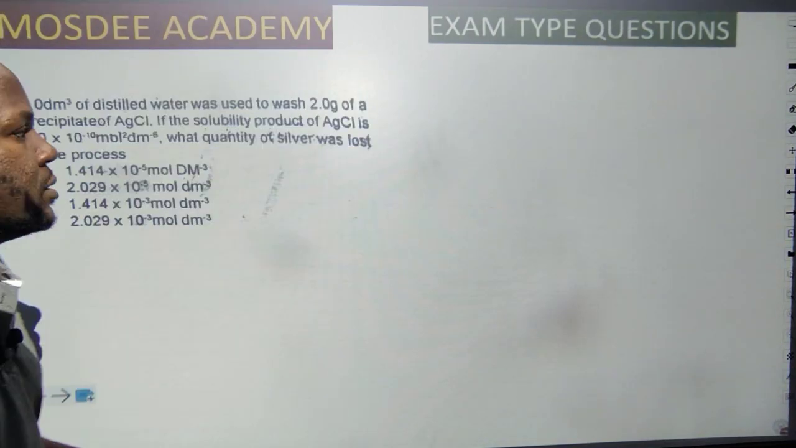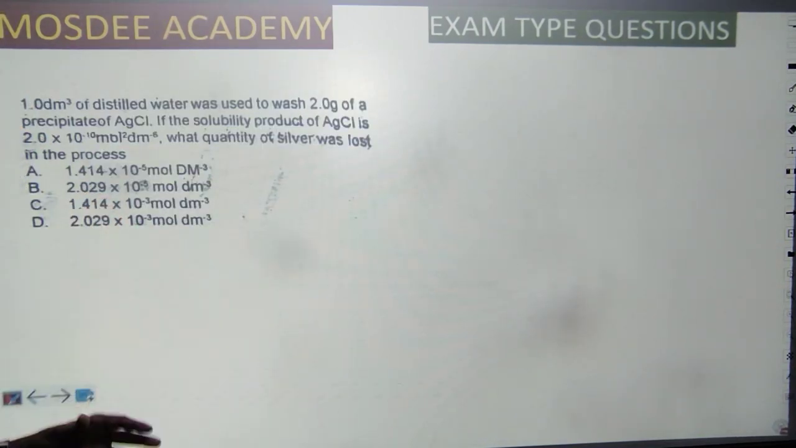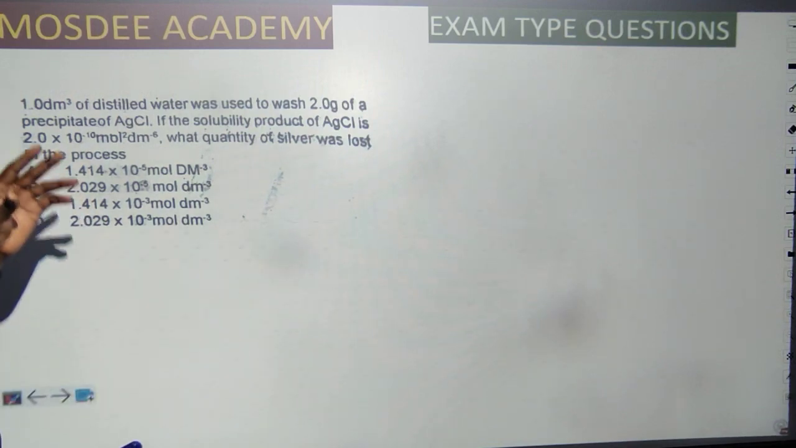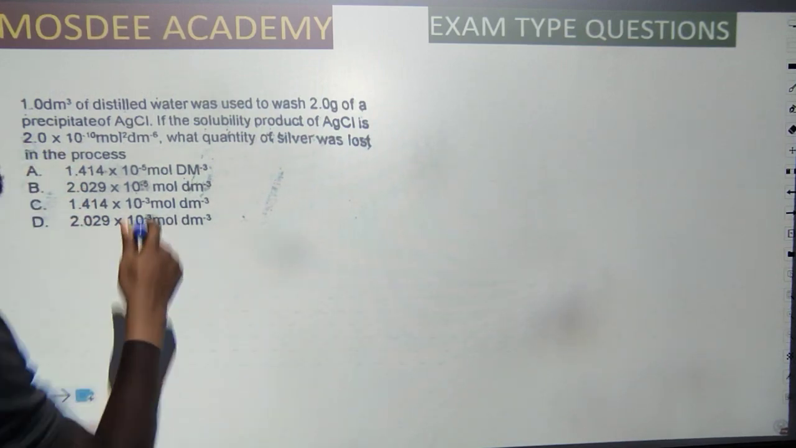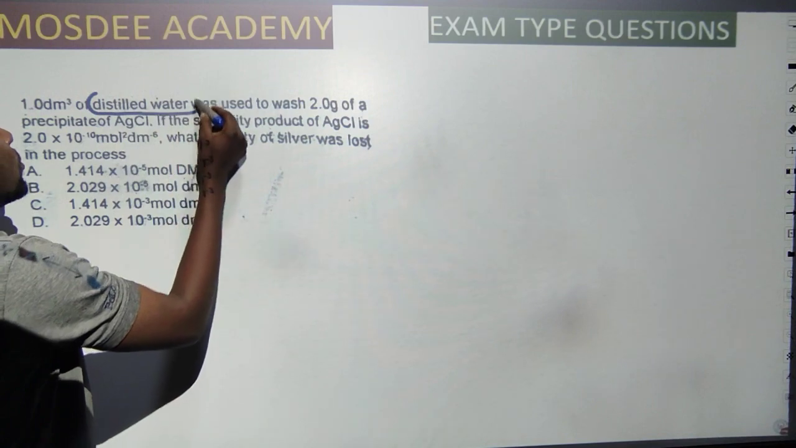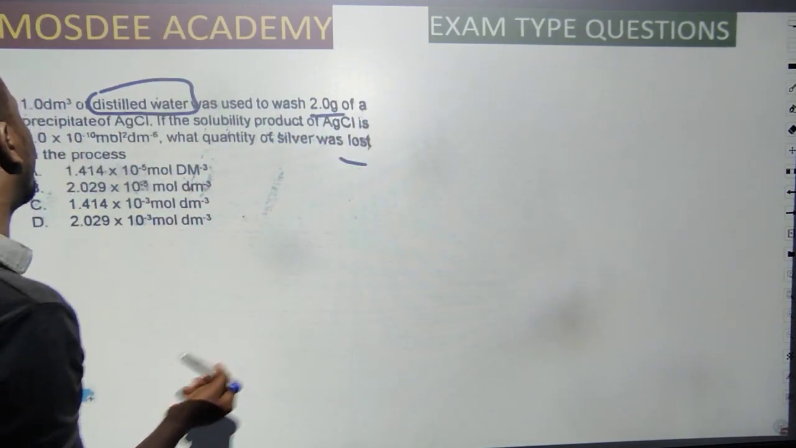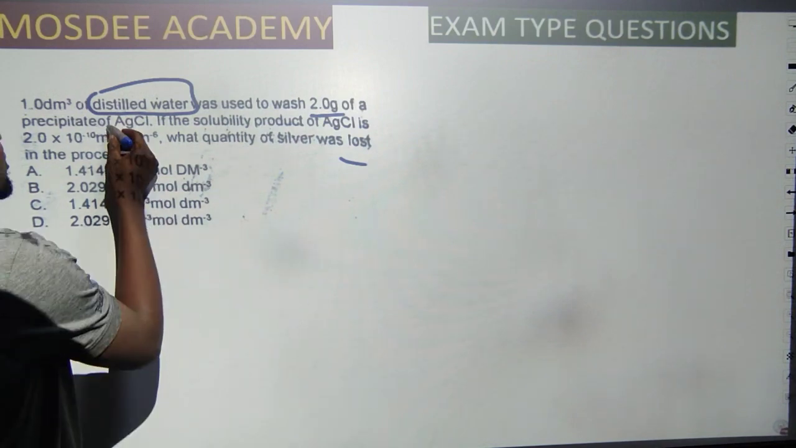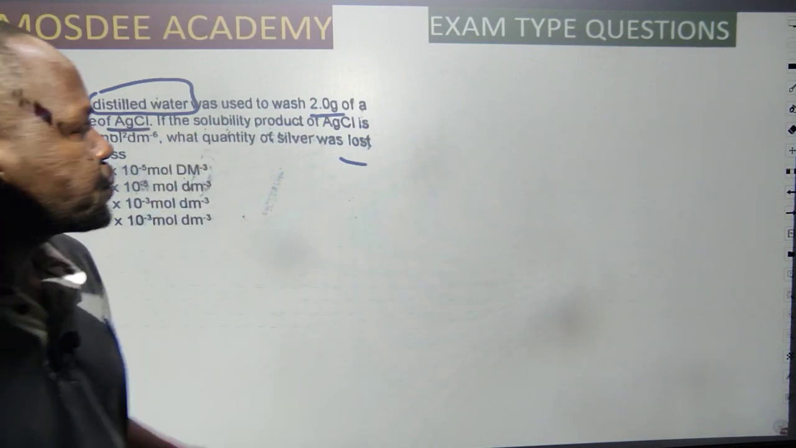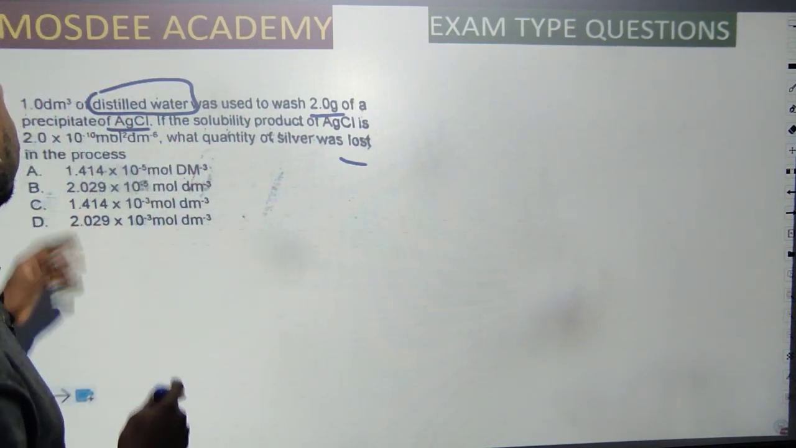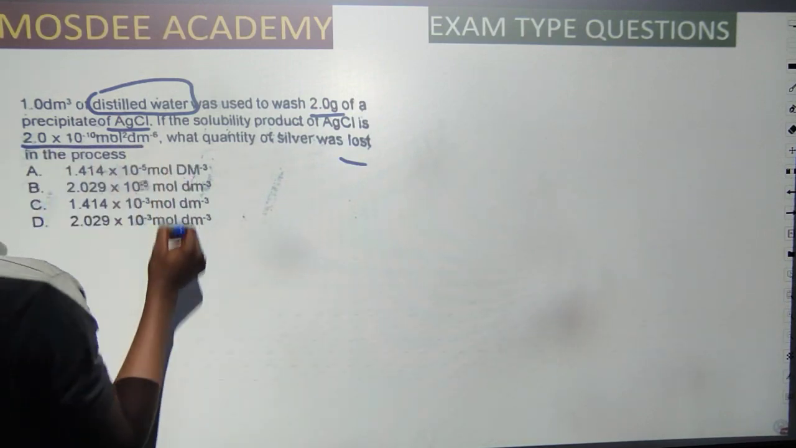Next question, Andrew. Thank you very much. Yeah, fine. Question on solubility product. 1.0 dm³ of distilled water. We know distilled water was used to wash 2 grams of a precipitate of silver chloride. The solubility product of AgCl, silver chloride, is this.